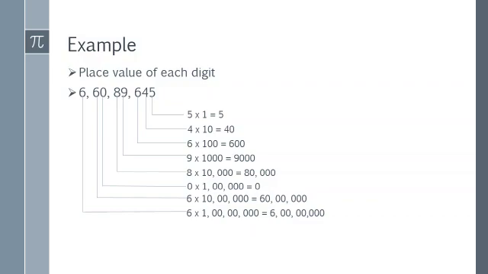Similarly, place value of digit 6 is 6 multiplied by 100 equal to 600. Place value of digit 9 is 9 multiplied by 1000 equal to 9000. Place value of digit 8 is 8 multiplied by 10,000 equal to 80,000. Place value of 0 is 0, because the place value of 0 is always 0. Place value of digit 6 is 6 multiplied by 10 lakh equal to 60 lakh. Place value of digit 6 at the place of crore is what? 6 multiplied by 1 crore equal to 6 crore.